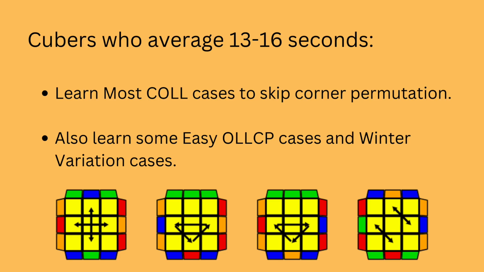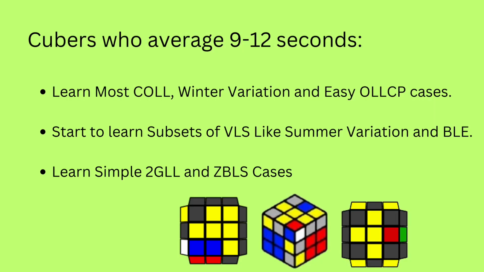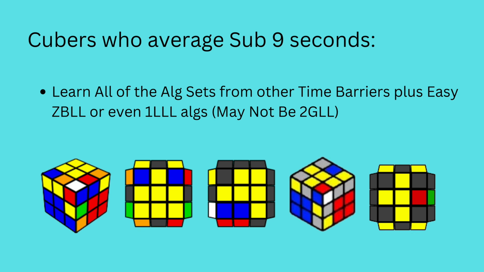If you average 13 to 16 seconds, you should learn CLL and some easy OLL CPs, as well as some easy winter variation. If you average 9 to 12 seconds, you should learn CLL, easy OLL CP, most of winter variation, and easy cases from subsets of VLS, like summer variation and BLE. You can also start learning easy ZBLLs and ZBLS. If you're sub 9 and beyond, you should learn all of the above, plus learn full 2GLL as well.